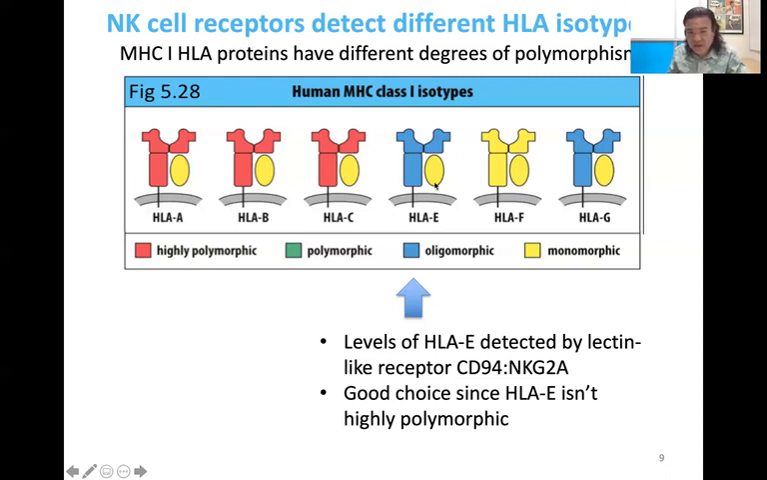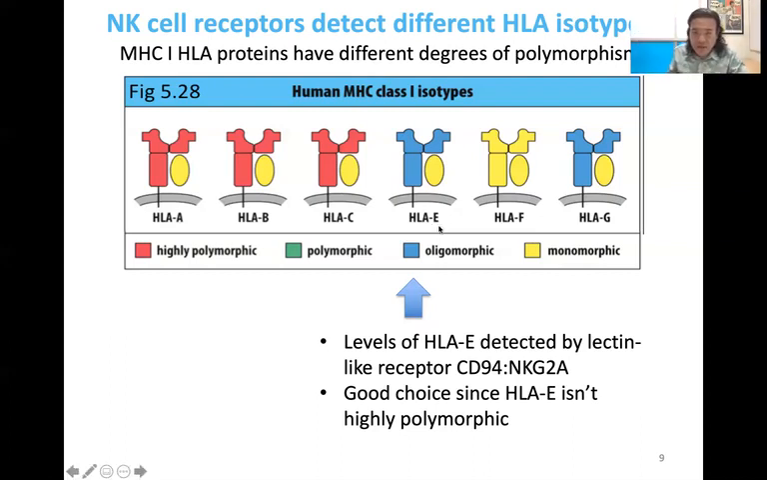Remember the color coding of this cartoon that we saw all the way back in chapter 5 reminded us that the HLA A, B, and C ones, shown in red here, are the most highly polymorphic ones. Other HLA proteins like HLA E, F, and G are more oligomorphic, meaning there's not that many variations. Like the HLA F, it's considered monomorphic. There are no alleles that are highly variable in the HLA-F. So therefore, you could have proteins on the surface of the NK cells that detect these.